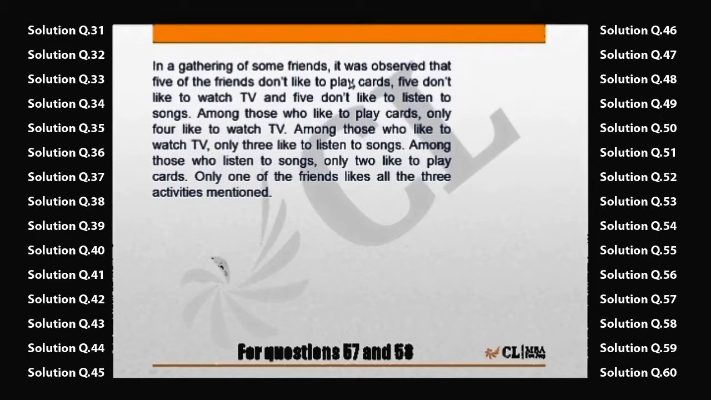In a gathering of some friends, it was observed that 5 of the friends don't like to play cards, 5 don't like to watch TV, 5 don't like to listen to songs. Among those who like to play cards, only 4 like to watch TV. So among those who play cards, 4 watch TV. Among those who watch TV, only 3 listen to songs. Among those who listen to songs, only 2 like to play cards. Only one of the friends likes all the 3 activities mentioned. Let's quickly have a look at the questions.